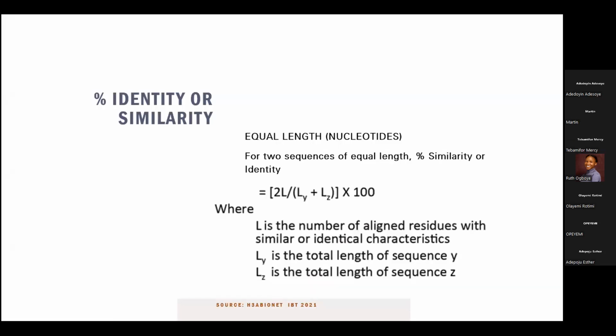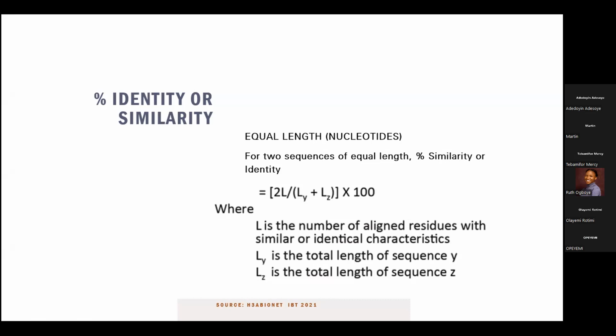Of this formula. So for two sequences of equal length, this is the formula we use: 2L divided by Ly plus Lz, the length. L is the number of aligned residues. That's the number of similar nucleotides amongst them. That's what L stands for. Ly stands for the total length of the first sequence. Lz stands for the total length of the second sequence, then multiplied by 100.